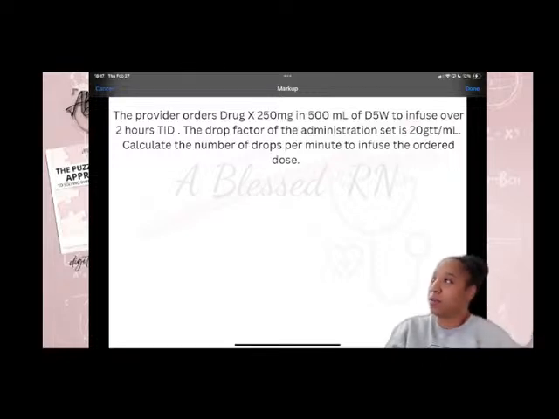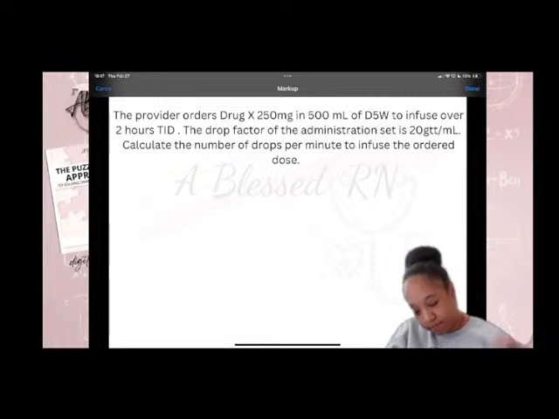All right, the provider orders drug X, 250 mg in 500 milliliters of D5W to infuse over 2 hours, 3 times a day. The drop factor of the administration set is 20 drops per ml. Calculate the number of drops per minute to infuse the ordered dose. Okay, so our goal is what?